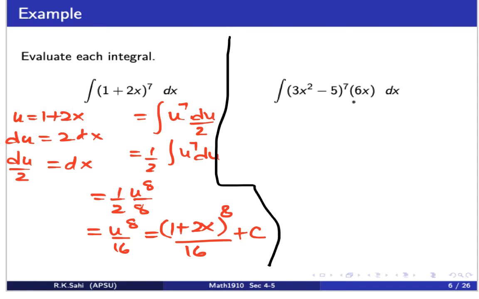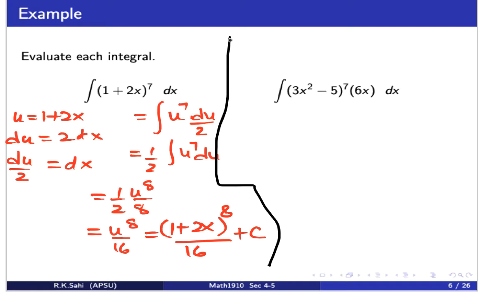Okay, now let's look at this integral: (3x squared minus 5) to the power 7, times 6x dx. I have to decide which one is the composite function. Composite functions, guys, remember, are like inside-outside functions. Here my inside function is 3x squared minus 5, and this whole expression is raised to the power 7. The inside function has more than one term, so automatically we say, this is going to be my u.